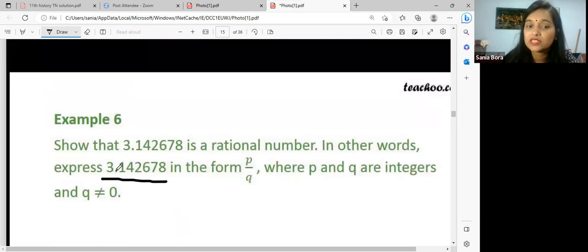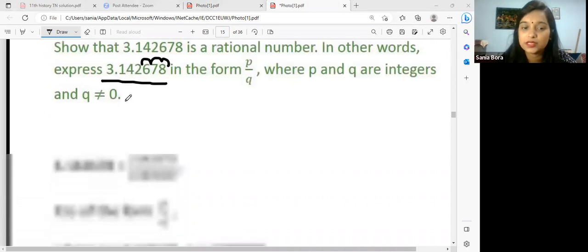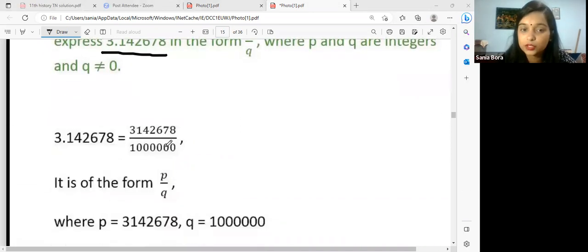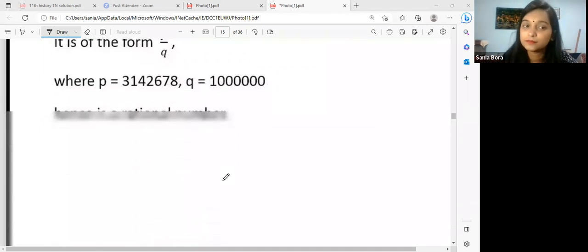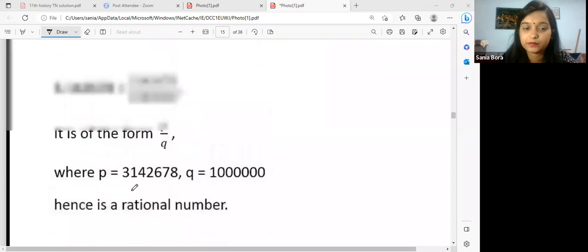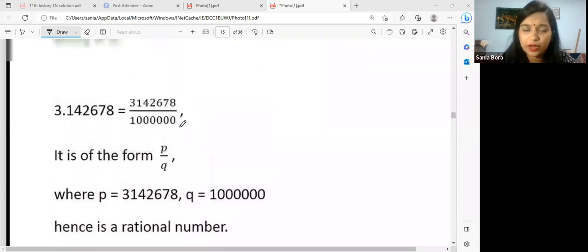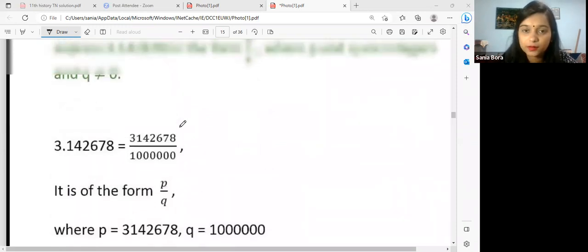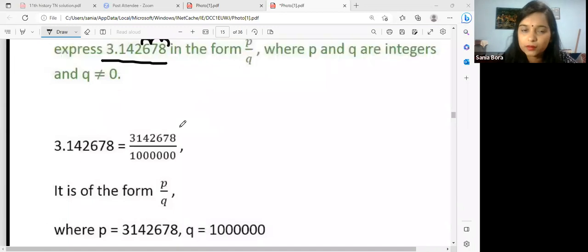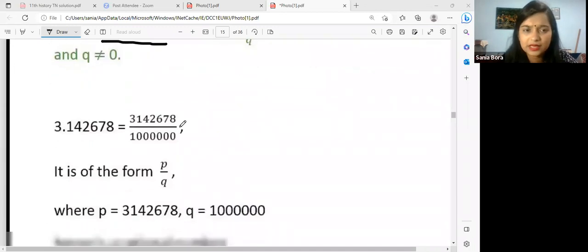You will simply count the zeros. Tell me, how many zeros will you put? 6 zeros. Yes. So similarly, how many digits are there? 1, 2, 3, 4, 5, and 6. Similarly, you can simply express this in P upon Q form. Clear? I hope you know this, so you don't need to write it. It's easy, you can easily do it.